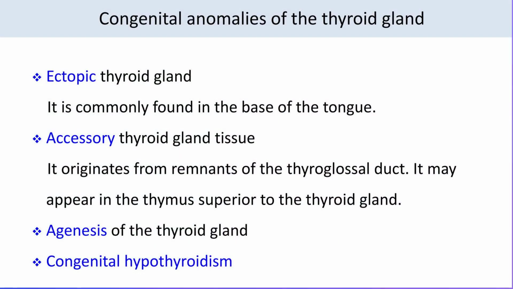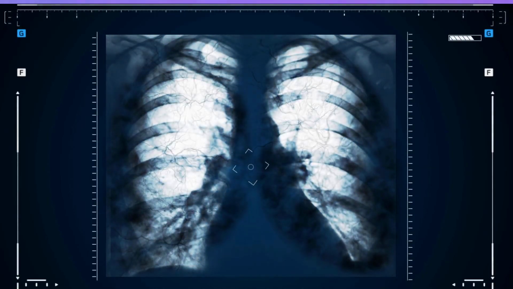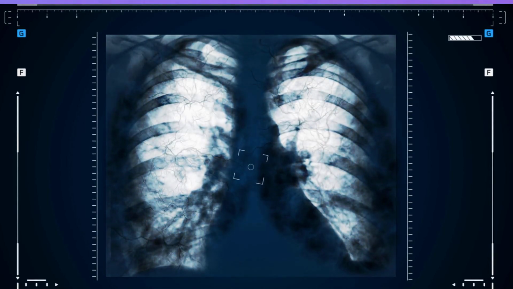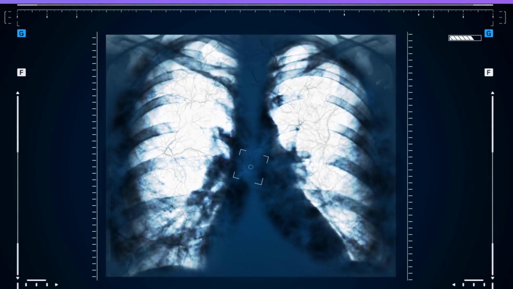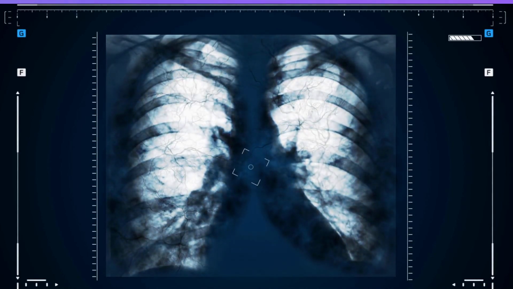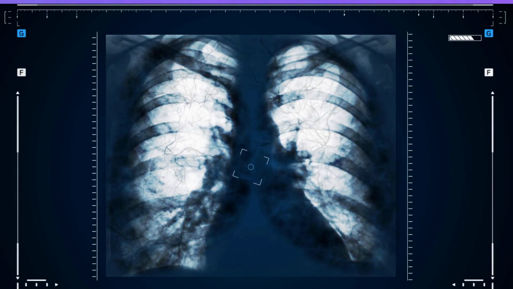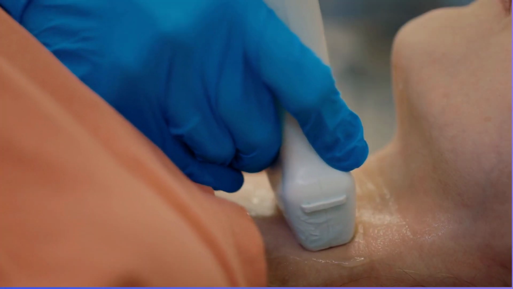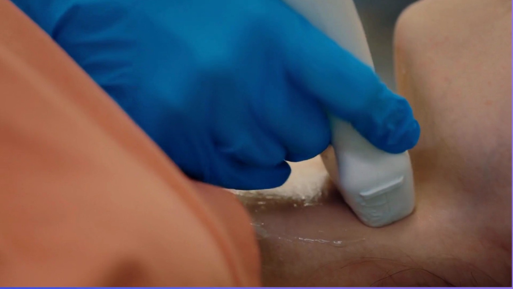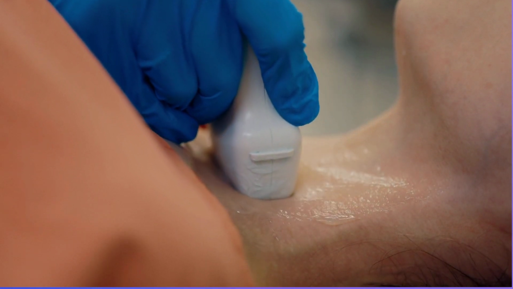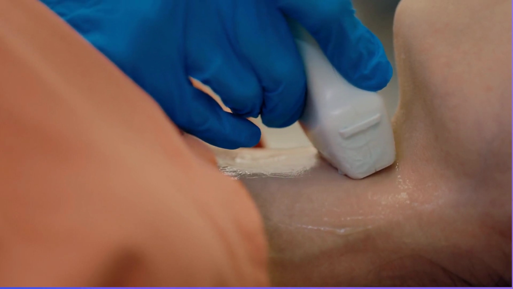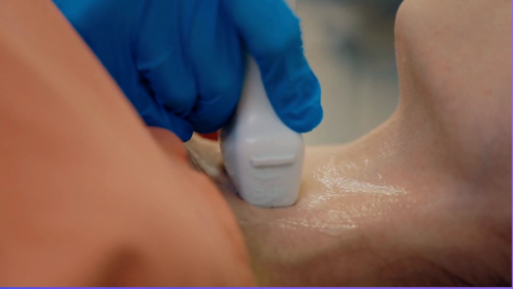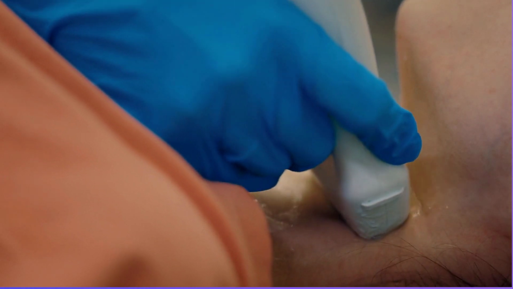Beyond thyroglossal cysts, other congenital anomalies of the thyroid gland exist. Ectopic thyroid gland refers to the presence of thyroid tissue in locations other than its normal anatomical position, such as the base of the tongue, lingual thyroid, or within the mediastinum. Accessory thyroid gland tissue describes additional, separate nodules of thyroid tissue. Agenesis of the thyroid gland, though rare, is the complete absence of the gland, leading to severe congenital hypothyroidism. Congenital hypothyroidism, often due to dysgenesis, requires early diagnosis and treatment to prevent developmental delays.